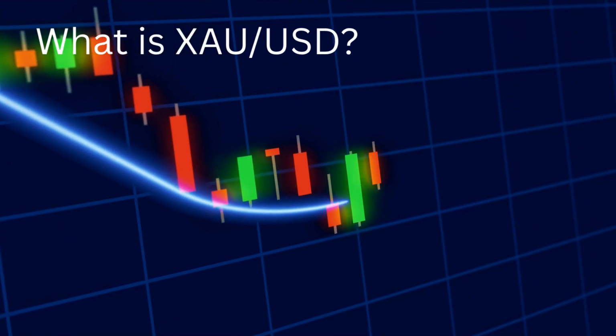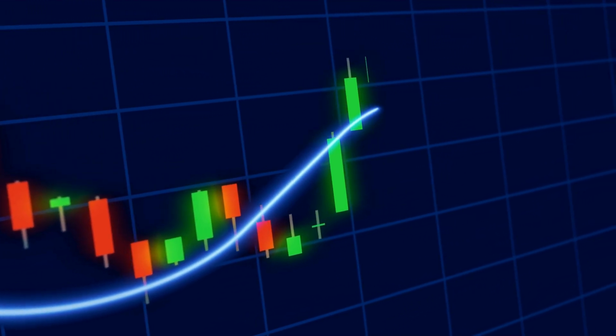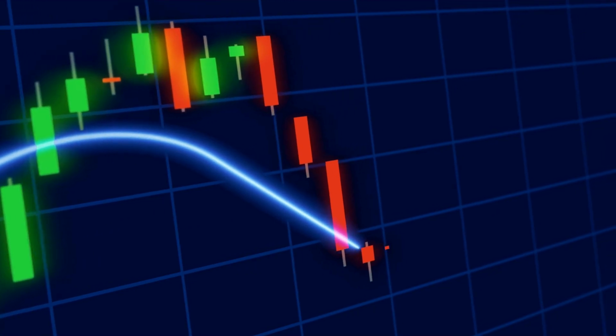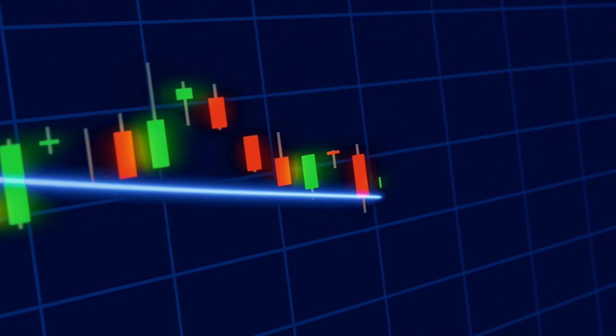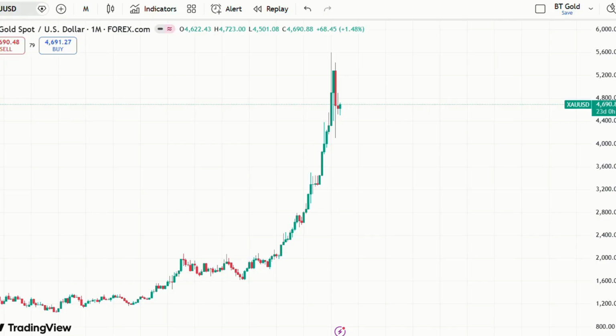Now, of course, if you clicked on this video, you already know what XAUUSD is, so I'm not going to explain all that. Just remember that XAU is the symbol for gold and USD is the US dollar. You're probably asking, why should I trade gold as a beginner? Well, if you ask me, gold is one of the cleanest pairs that you can find, with a trackable structure, and it respects key levels. Now, as a beginner, this is exactly what you want. Clear structure, a visible trend, not noise.